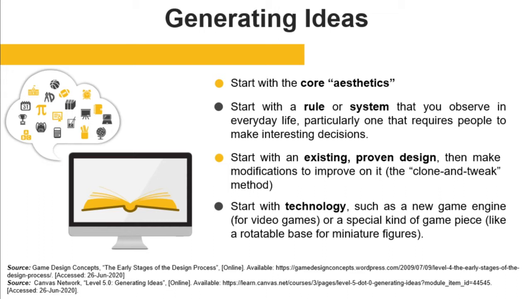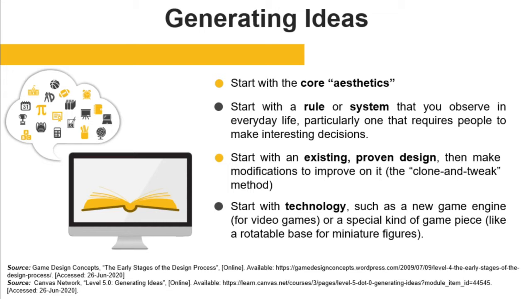Number 1. Start with the core aesthetics. What do you want the player to feel? What do you want them to react? What should the player experience be like? Then work backwards from the player experience to figure out a set of rules that will achieve the desired aesthetic. Example, do you want them to experience what it's like during the ancient period or the time when dinosaurs existed?